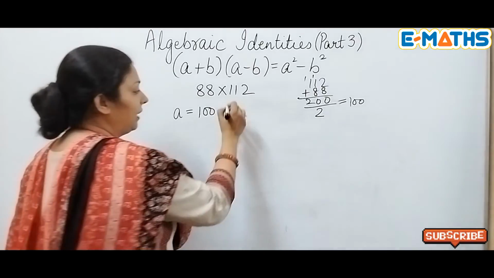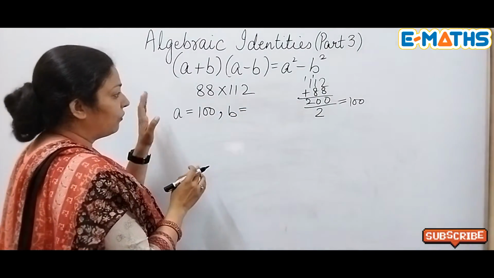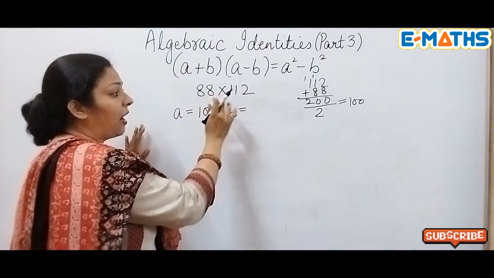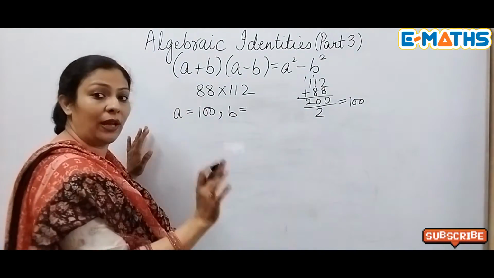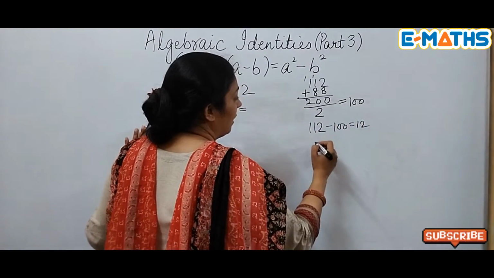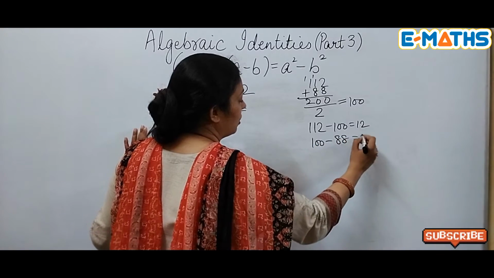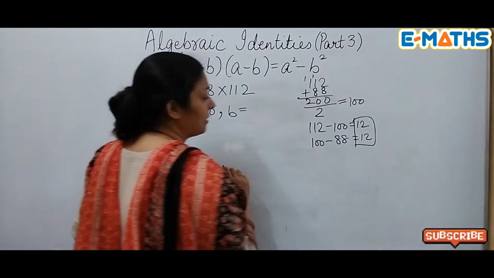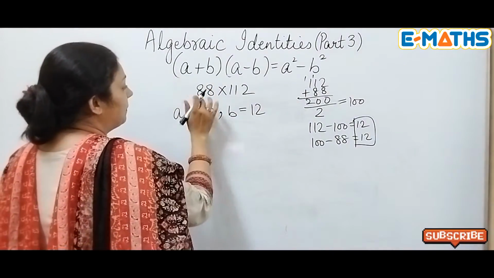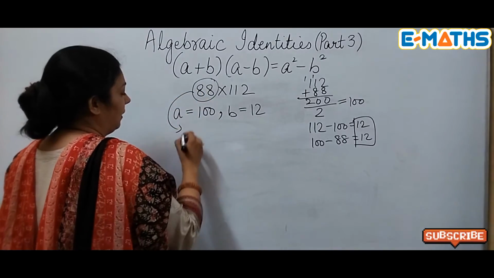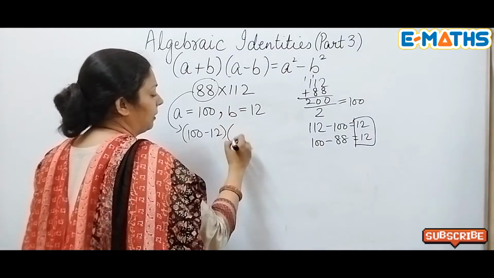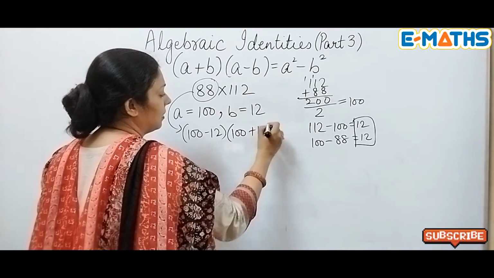Now to find B, you just need to cross check what you will get if you subtract 100 from 112. So if we subtract 112 and 100, we get 12. So over here you can just check 112 minus 100 is equal to 12, and 100 minus 88 is also 12. So when both these numbers are the same, you can simply write your value of B. Now this particular number 88 can be written like 100 minus 12, and this can be written as 100 plus 12.